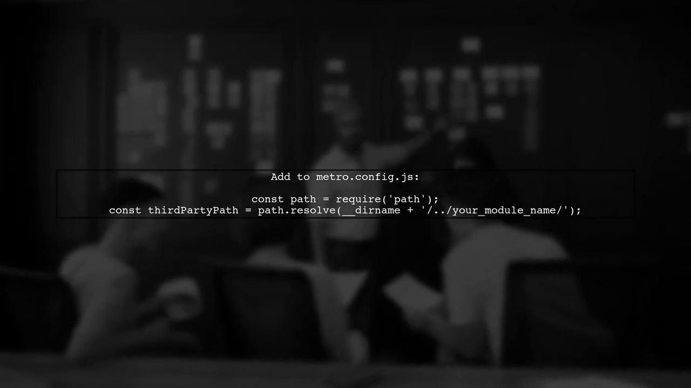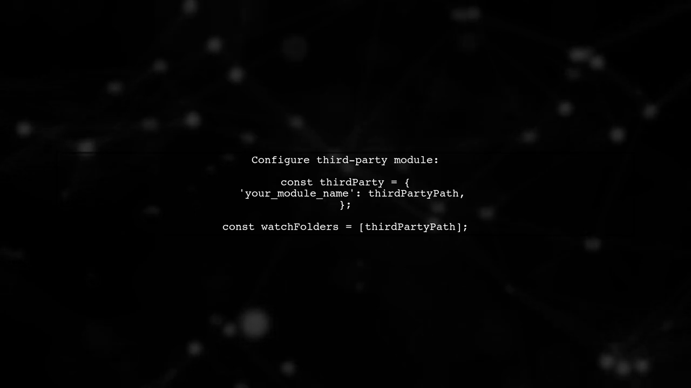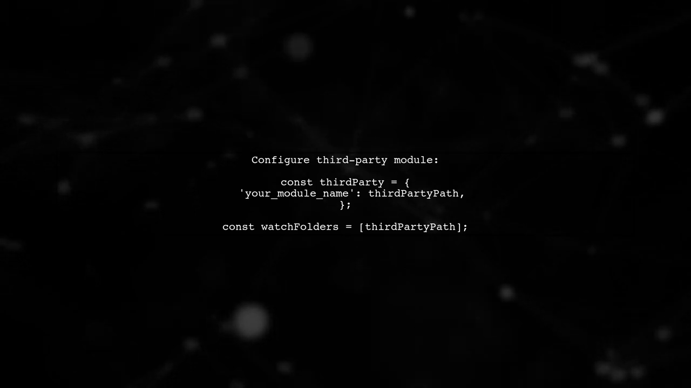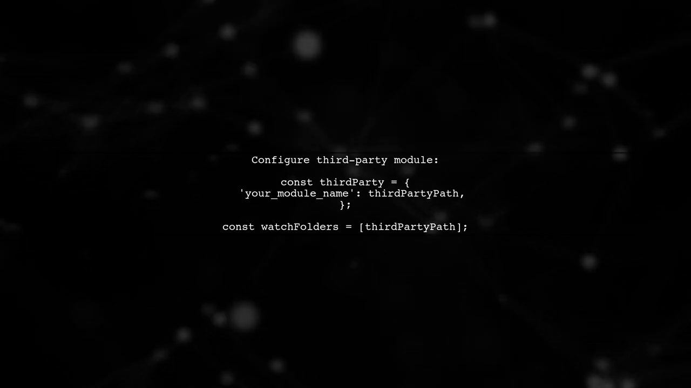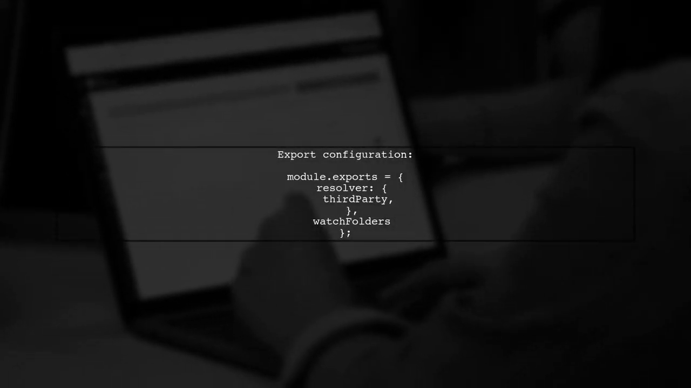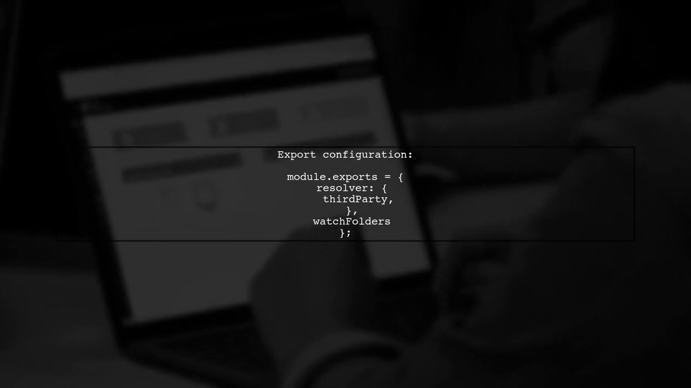To fix this, you can add specific lines to your metro.config.js file. Make sure to replace your module name with the actual name of your module. Then, define the third-party module and set the watch folders accordingly. This will help React Native recognize your local dependency. Finally, export the configuration with the resolver and watch folders. This should resolve your module issues.